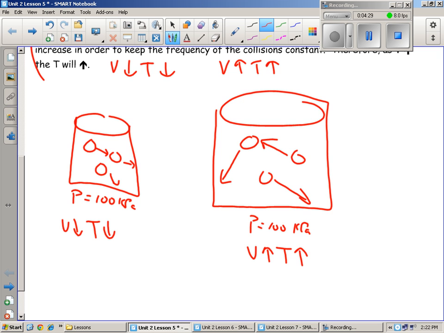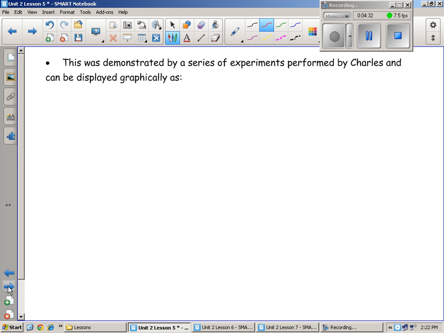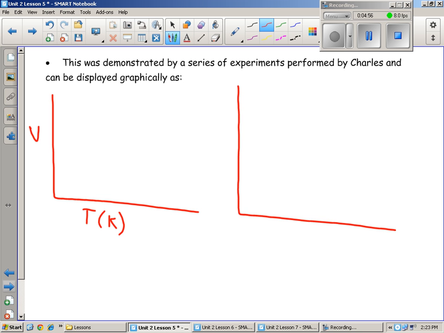All right? So Charles' law does volume and temperature. There is a graph that goes with this as well, as always, that you need to know. The graph is actually 2 of them. There's actually 2 graphs to go with Charles' law. Volume, temperature. We're going to do one in Kelvin, and we're going to do one in Celsius.